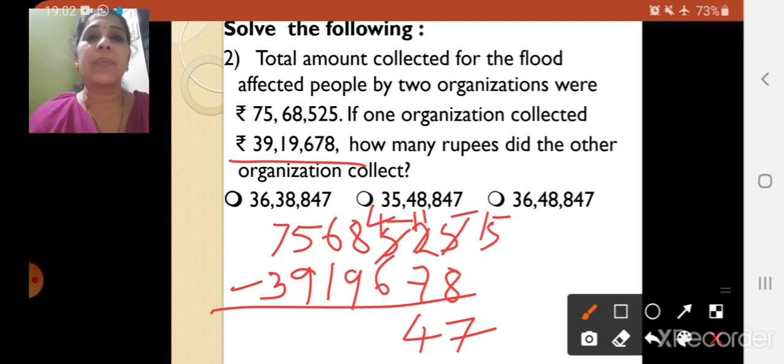Again you cannot subtract 4 from 6. So you are going to borrow 1 from 8. So 8 will become 7 and 4 will become 14. Now 14 minus 6, it is 8.